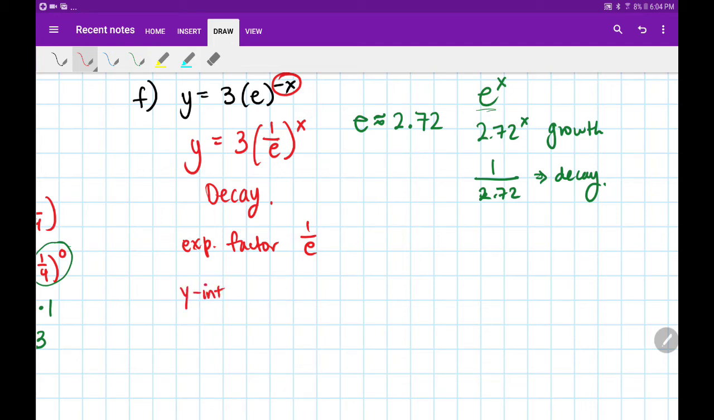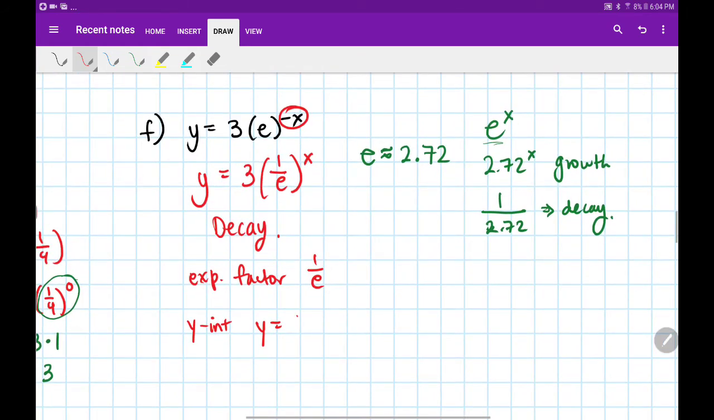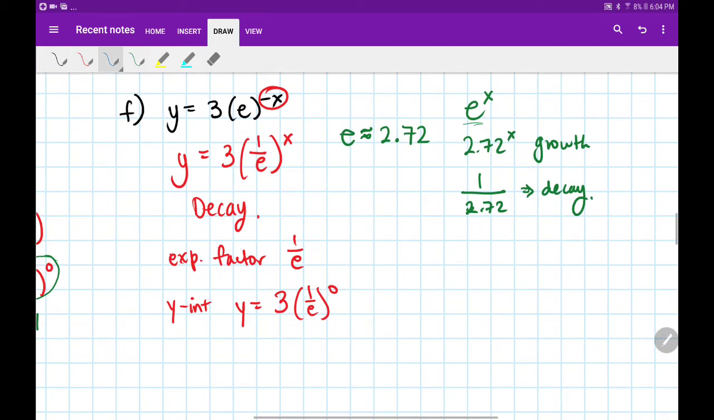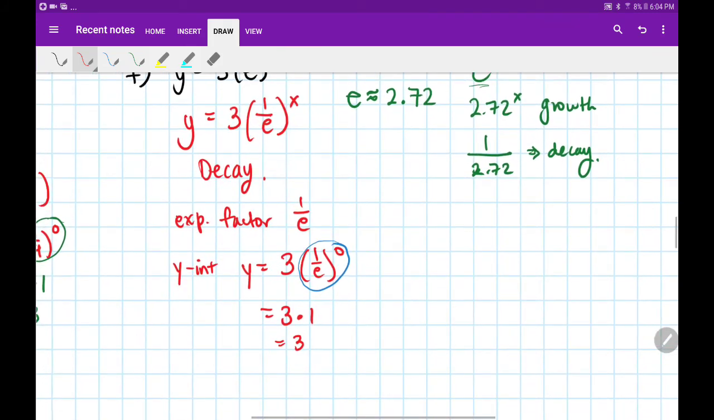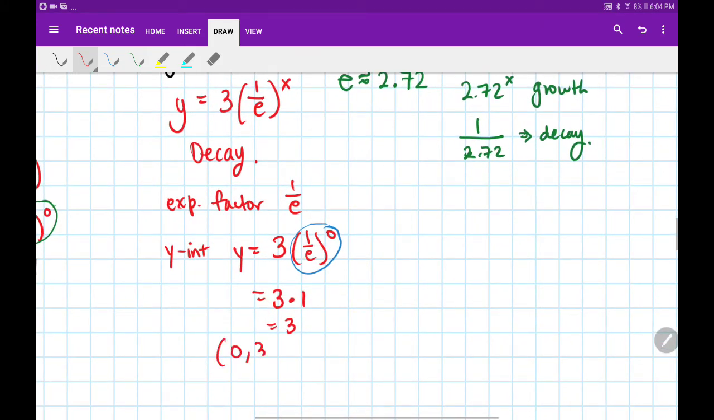And for our y-intercept, we'll set our x equal to 0: 3 times 1 over e to the 0. Now using your order of operations, we first do our exponents. So anything to the 0 power gives me 1. And then multiplying by that 3 out in front, I get 3. So our y-intercept is 0, 3. Here's my quick sketch. 1, 2, 3. And we have a decay function. So start on the left and then go high to low.